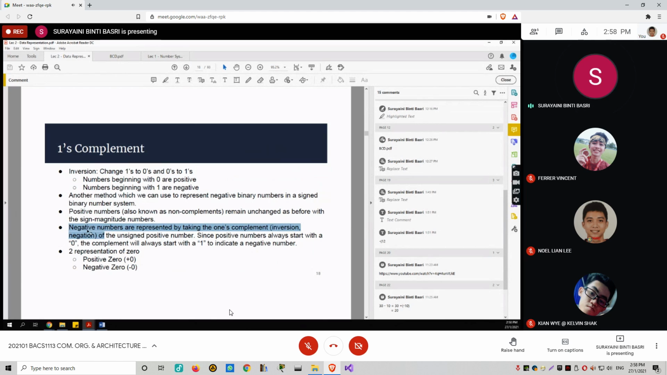The negative numbers are represented by taking the one's complement, meaning the inversion of the unsigned positive number. And since positive numbers always start with 0, the complement will always start with 1 to indicate a negative number. But this method also produces two representations of 0, meaning the problem from the previous method still remains, which is that we have two types of 0.